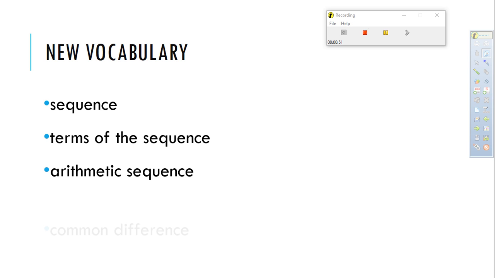If you're given the sequence and you need to find the rule, what you do is you take your second term and subtract your first term because you're looking for the difference. So second term minus first term will help you find that common difference.